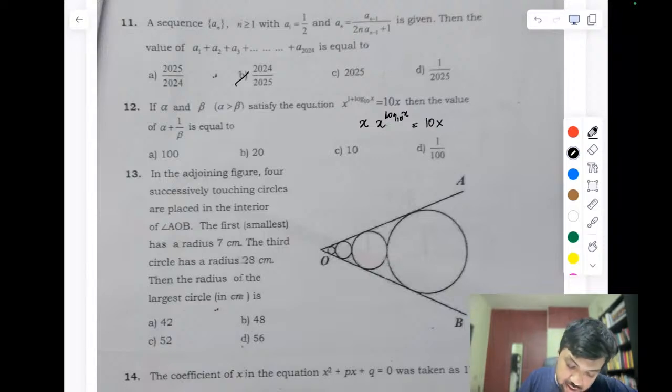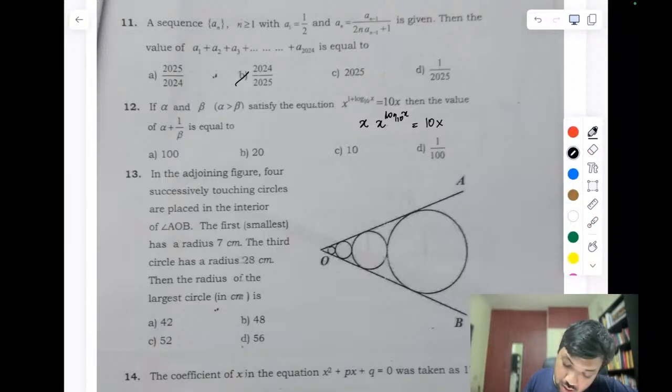So I don't know why they are saying this. One of the roots definitely can be x equal to 0, if you want. I don't know whether they want a non-zero solution. Clearly, you can cancel x on both sides here. But x equal to 0 means log 0 is not defined. So x equal to 0 is not allowed, I think.